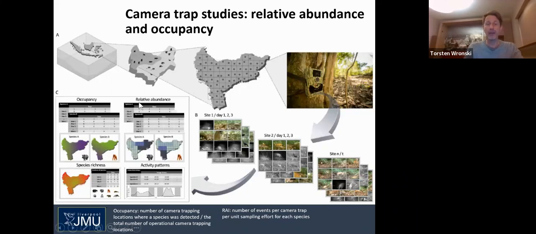We can establish the relative abundance. The relative abundance is the number of events per camera trap per unit sampling effort for each species. And most important, we get information on the distribution of animals, expressed as the occupancy. The occupancy is the number of camera trapping locations where a species was detected, divided by the total number of operational camera trapping locations.